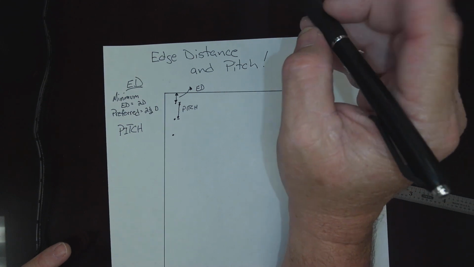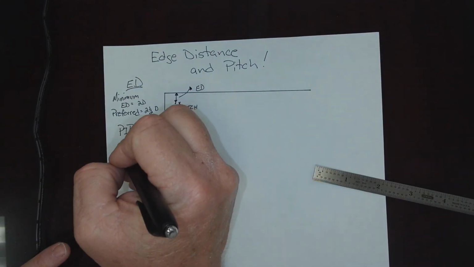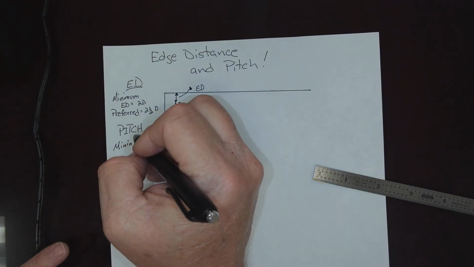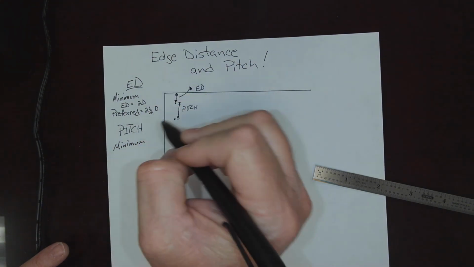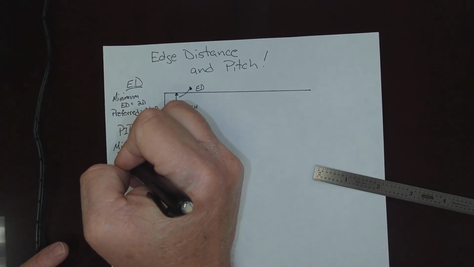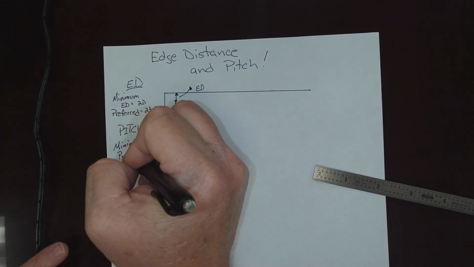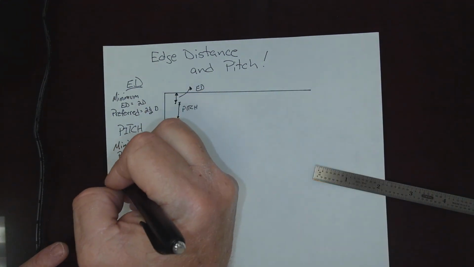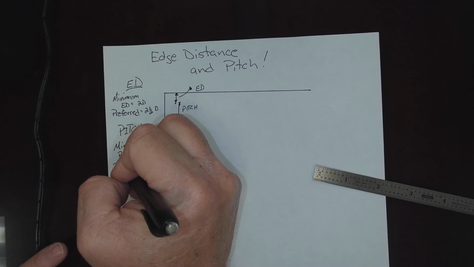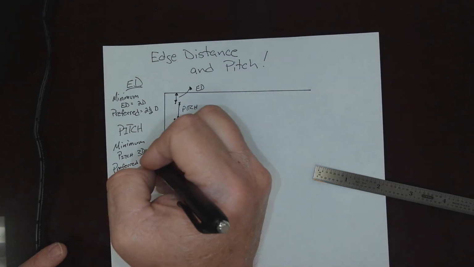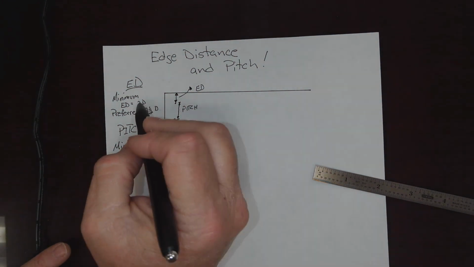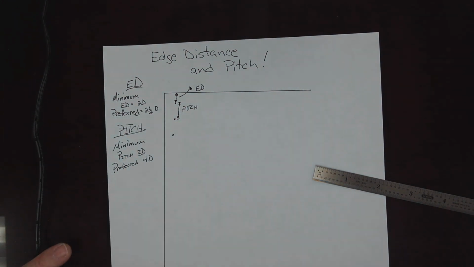Then finally, let's look at our last term. By the way, our minimum pitch rule, and yes, there's a solid standing rule, is 3D minimum. The preferred is 4D. So that's our minimum edge distance and preferred edge distance, minimum pitch, preferred pitch.